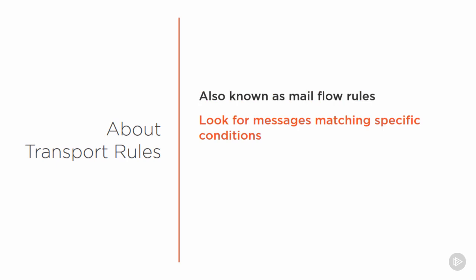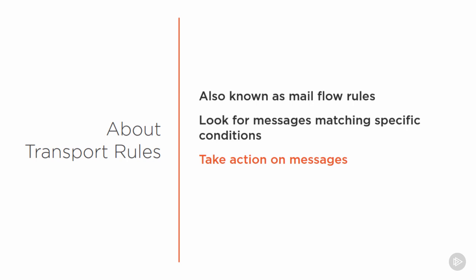So first, let's take a look at transport rules. You might encounter some places that refer to transport rules as mail flow rules. Well, they're the same thing, and I think mail flow rules just makes more sense to some people because mail flow is an easy concept to understand, whereas transport is a little bit vague. Transport rules look for messages that match specific criteria or conditions, and then take action on those messages. It's basically as simple as that, but at the same time, incredibly powerful.